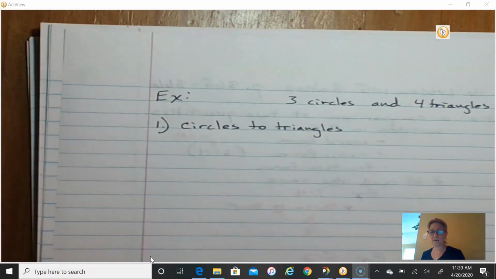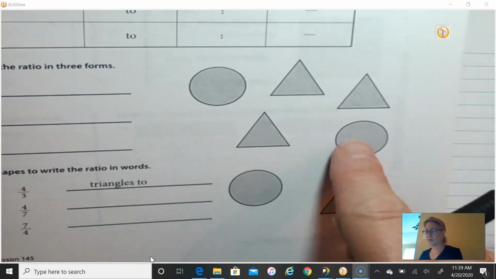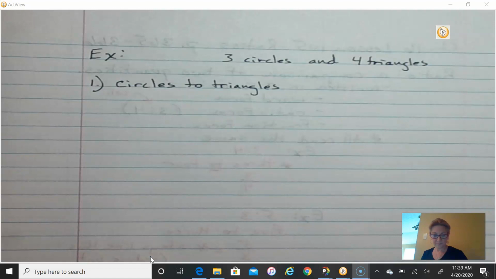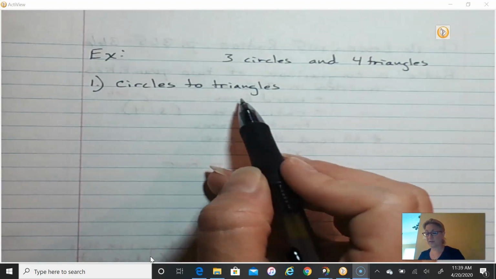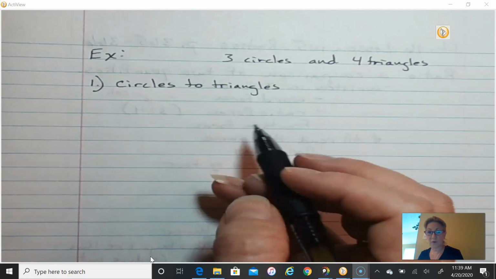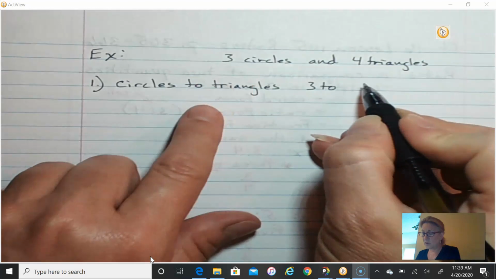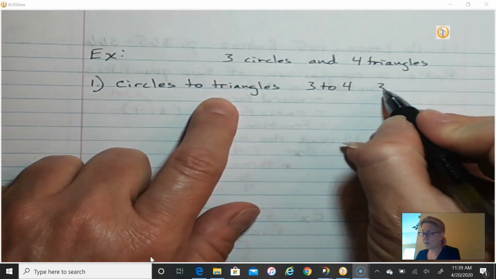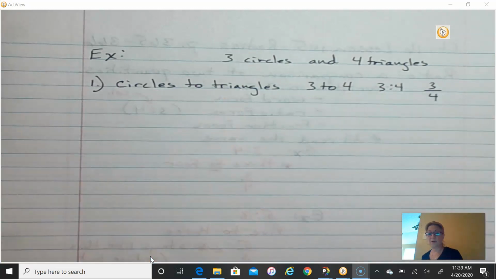Okay? So, in this drawing we have 3 circles and 4 triangles. So I've written that right there. So number 1, they want to know what's circles to triangles. And we're going to write it in all 3 forms again. There's 3 circles to 4 triangles. We can also write it like this and like this, all 3 forms.